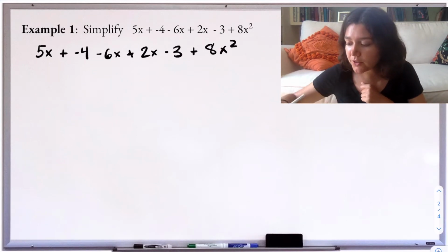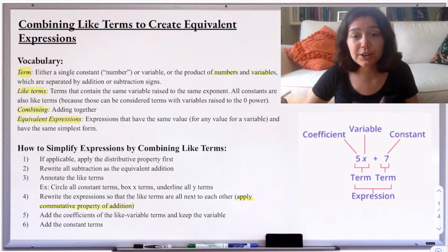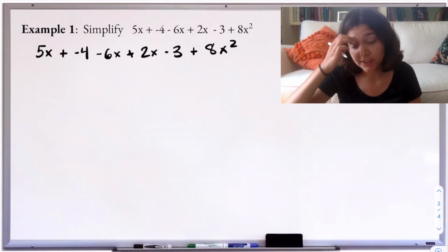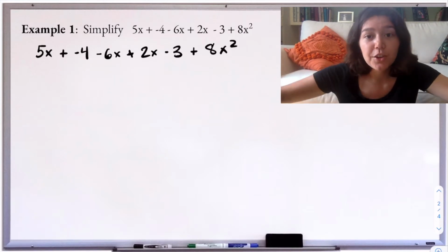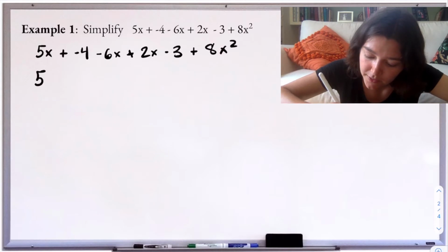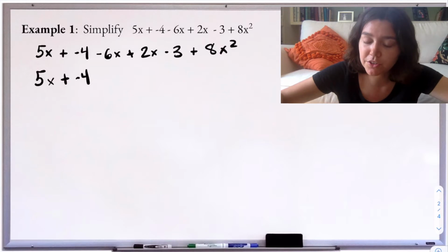Okay, so I'm going to move on to step 2, which is rewriting all subtraction as the equivalent addition. This is just going to make it much easier when we combine it, and it's going to make us not make mistakes. So let's just go step by step here. We have 5x plus negative 4. Okay, that's already addition, so we're good. We don't need to change anything.